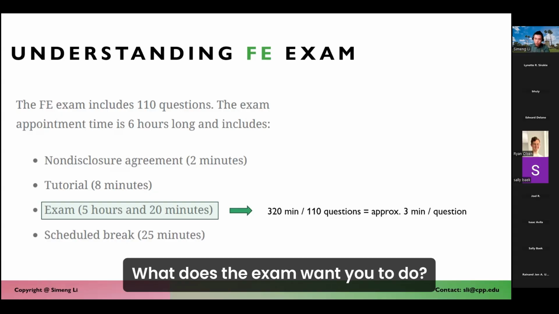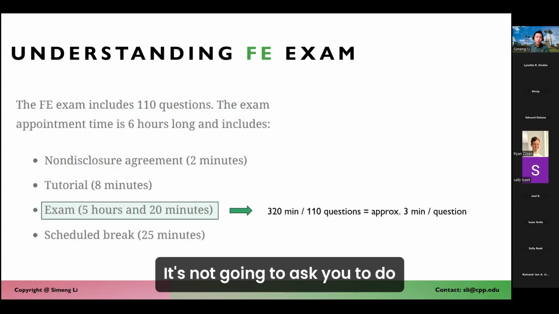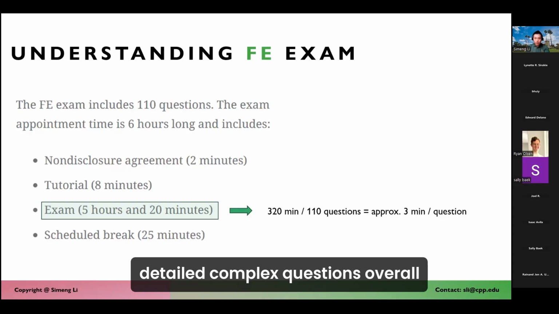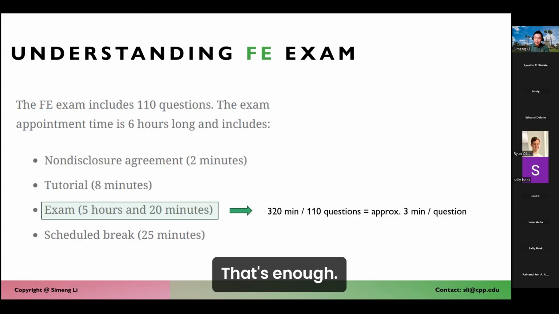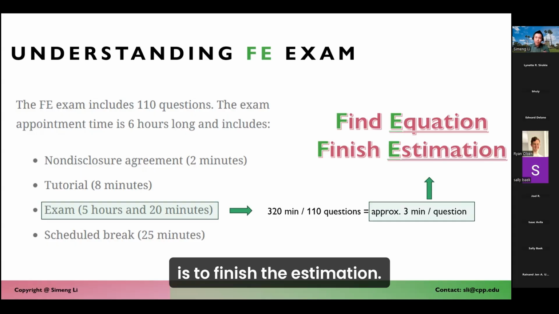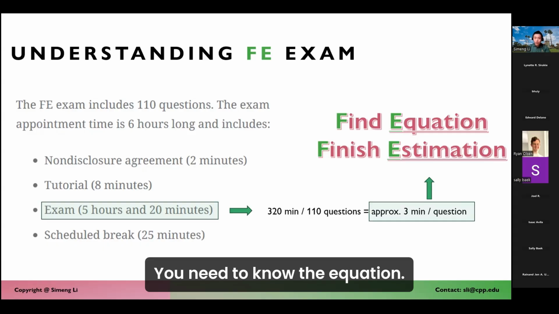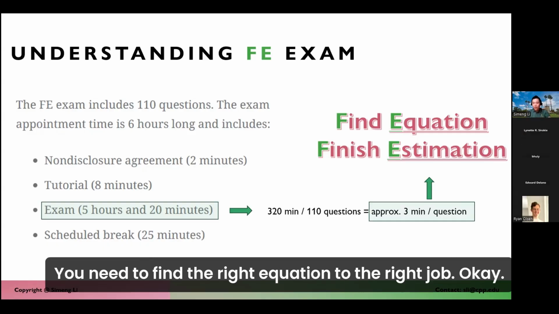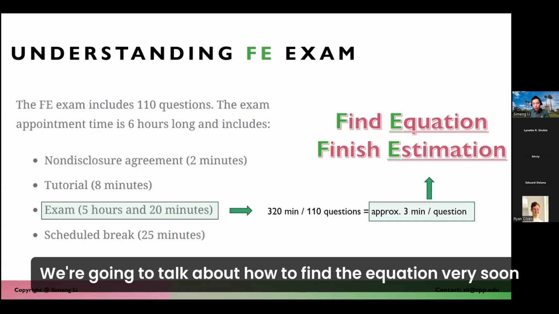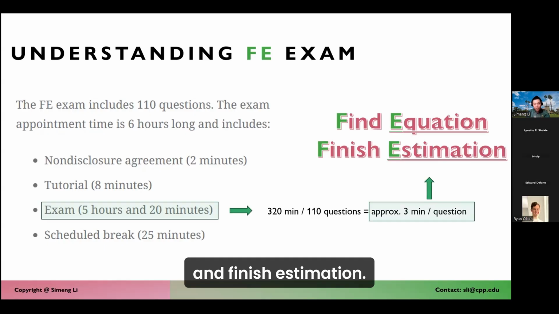What does the exam want you to do? It does not want you to do engineering design. It's not going to ask you to do detailed, complex questions overall. Something that you can manage. 3 minutes, that's enough. Okay, so what I define FE is to find your equation, to finish the estimation. Finding the equation is easy to understand. You need to know the equation. You need to find the right equation for the right job. Okay, we're going to talk about how to find the equation very soon. And finish estimation.